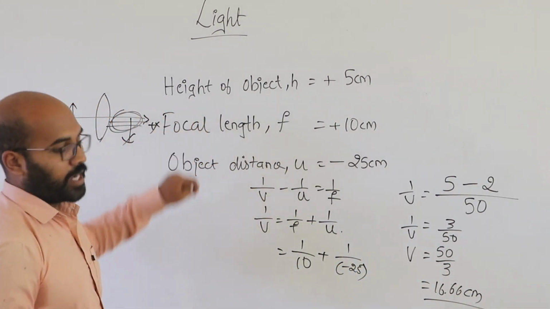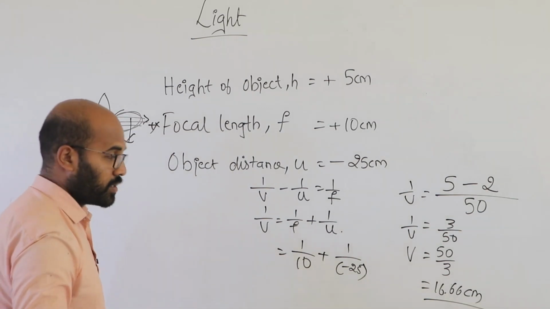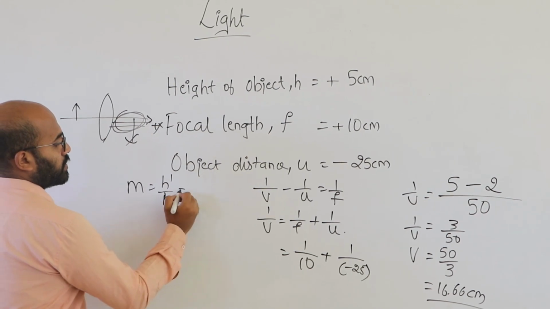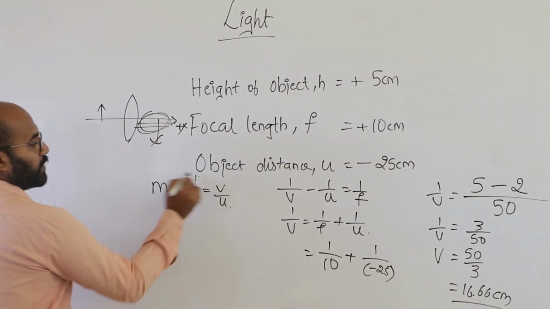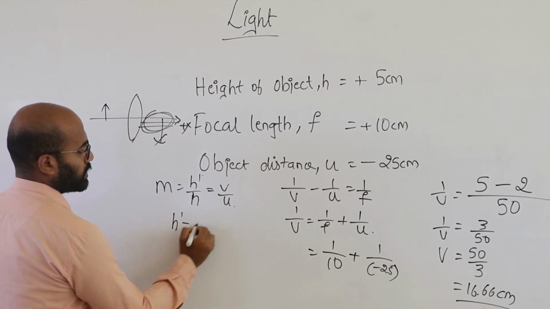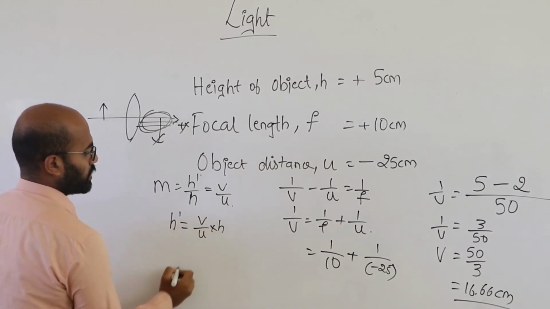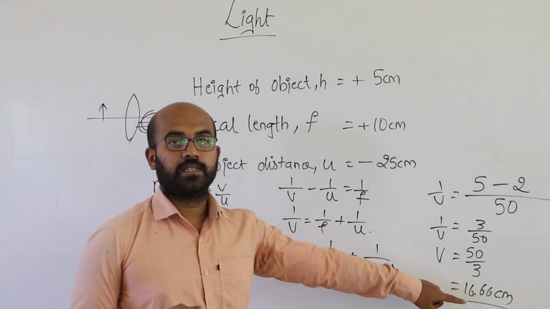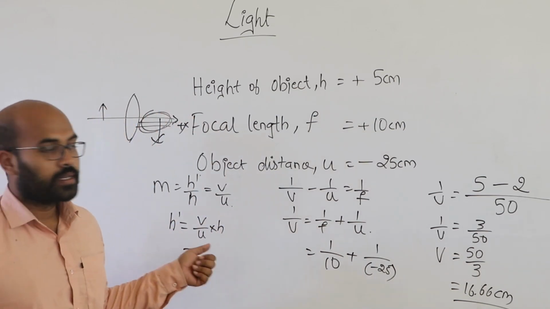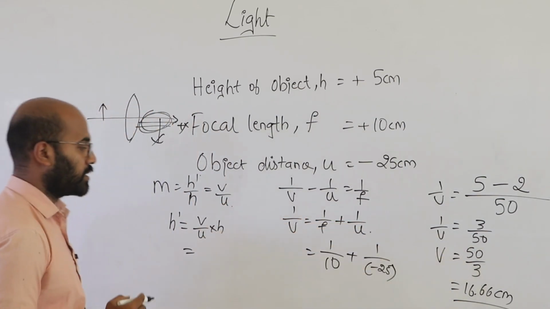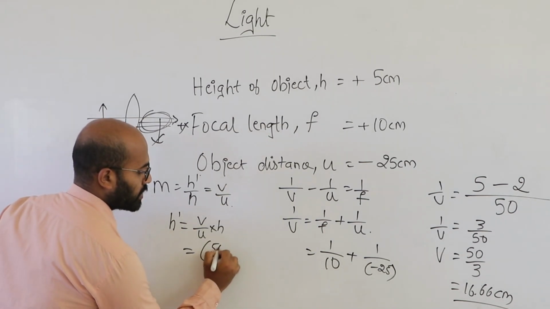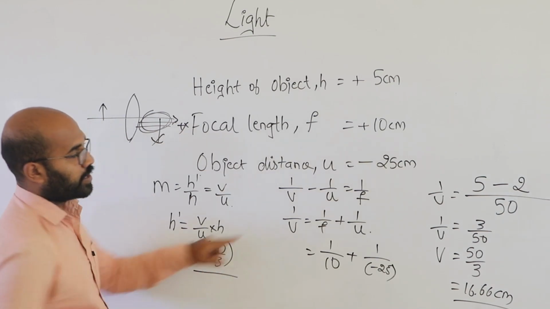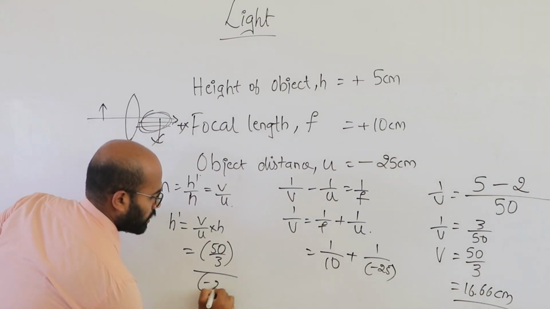So with this, I want to find what is the height of the image. So m is equal to h dash by h is equal to v by u. So I need to find the height of the image, that is h dash is equal to v by u into h. So what is the value of v? So instead of taking 16.66, when you are calculating here, try to take the fractions as they are, because the simplification becomes easy. So 50 by 3. What is the value of u? U is minus 25. It is minus.